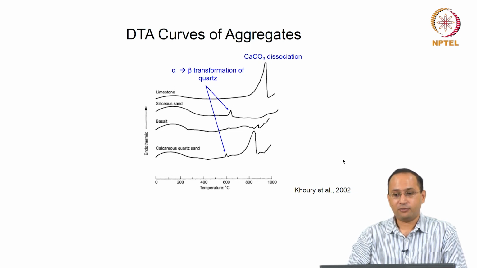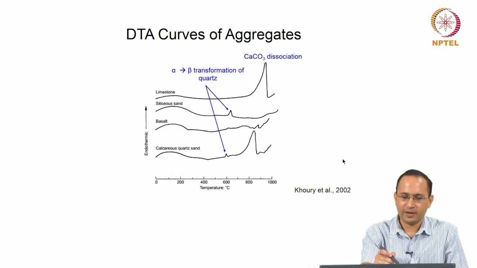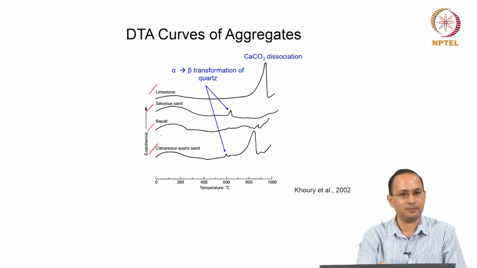DTA of aggregates. We can use this differential thermal analysis to probe the aggregates we use to make concrete, for example. Here you see DTA curves for different types of aggregates, starting from limestone, siliceous sand, basalt, calcareous quartz sand. These are the common aggregates used in concrete. How do these respond to DTA?